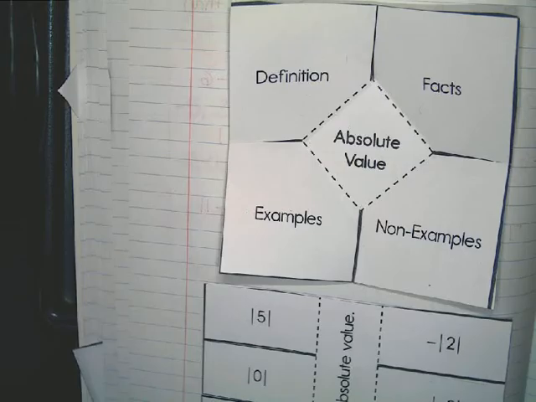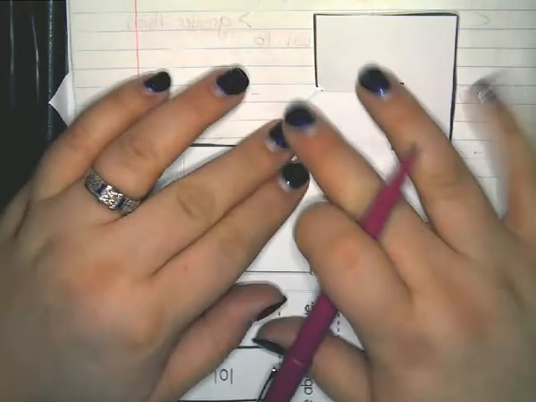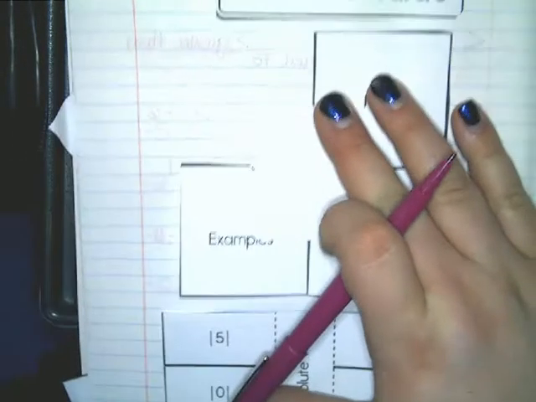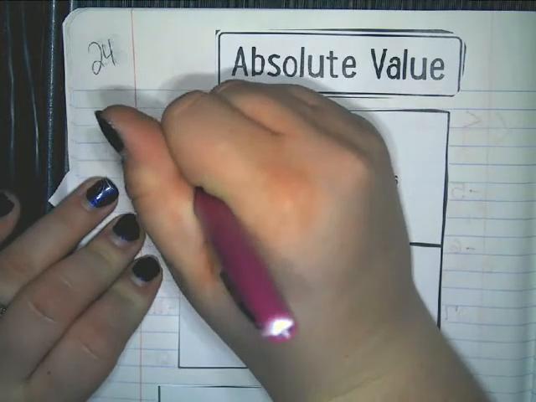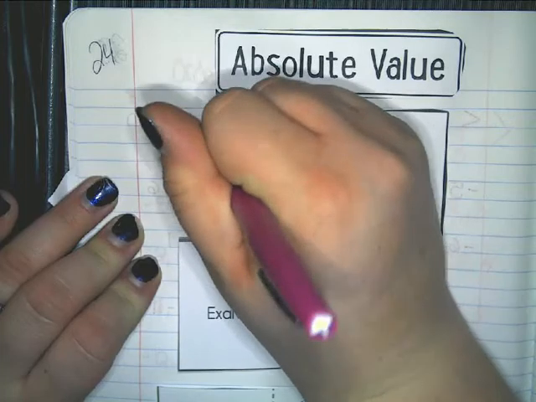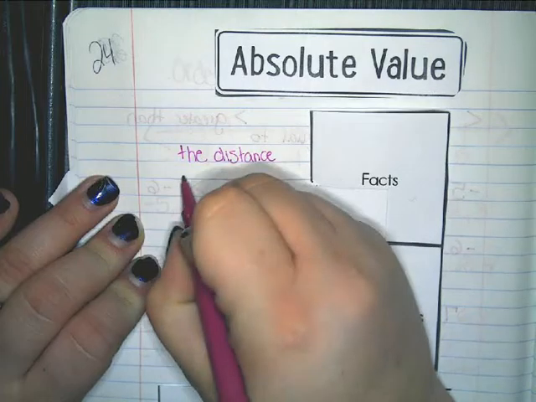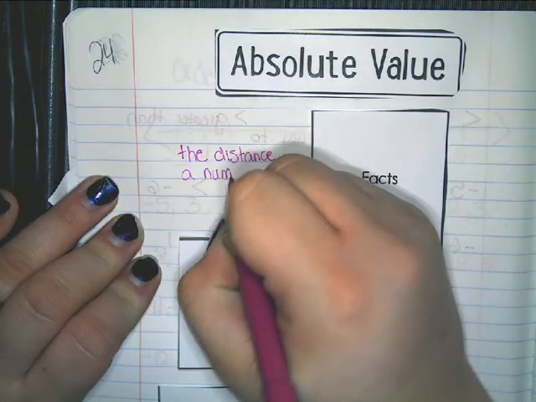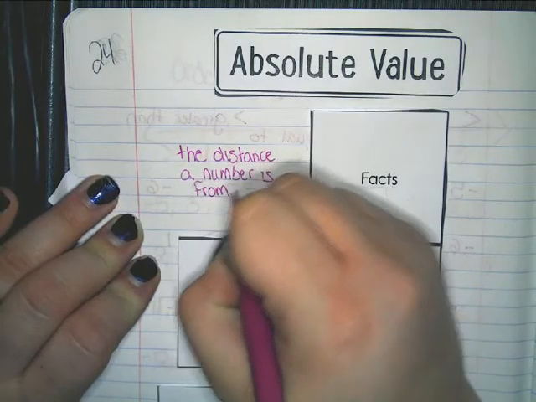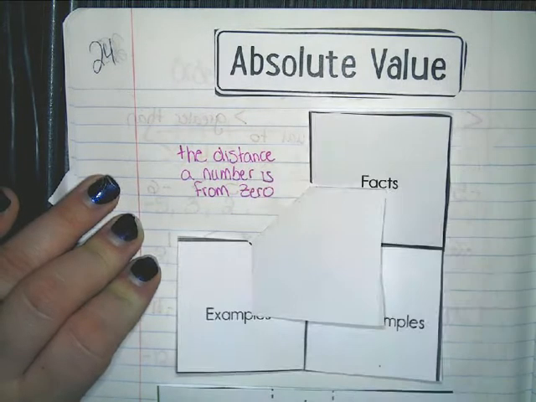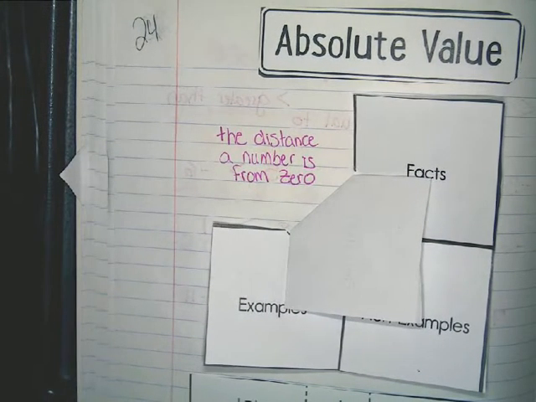So when we're talking about absolute value, behind the flap definition, fold that one down. And behind it, you are going to write the distance a number is from 0. So whenever we're asking for the absolute value, we're asking how far is that number from 0.